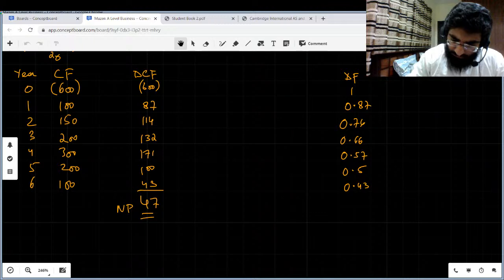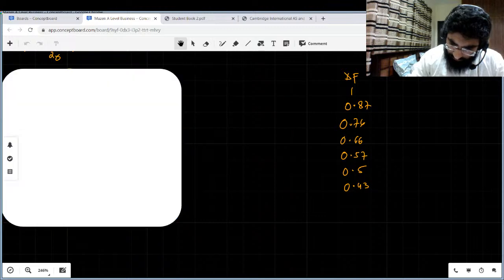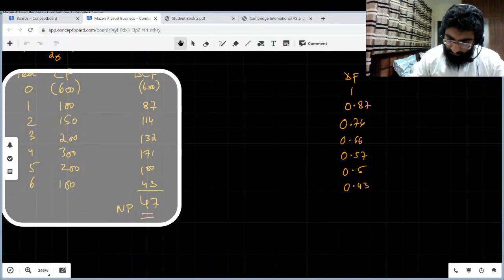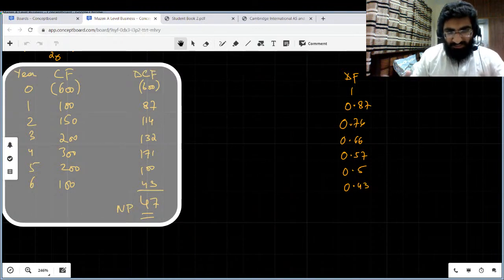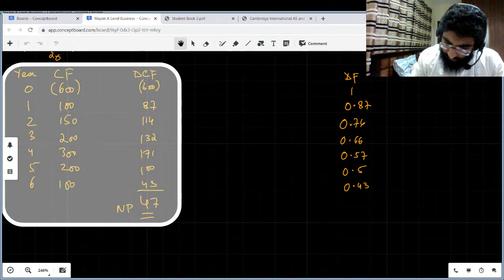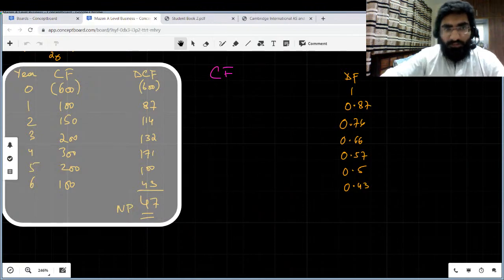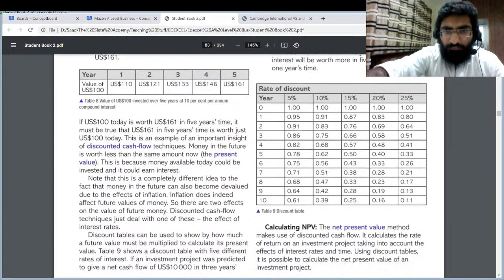So I draw a shape, let's say this, this, and this. So this is for project A, and for project C, I'll just do it beside it. So again, what's the first step? The first step is noting down the cash flows. Cash flow is how much for project B? Let's do it right now. Project B.